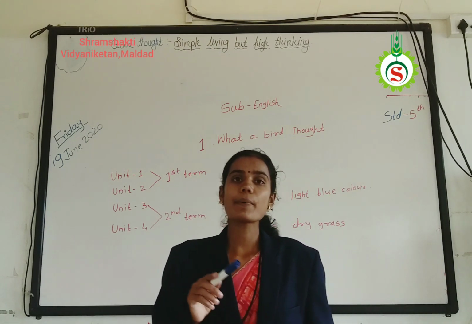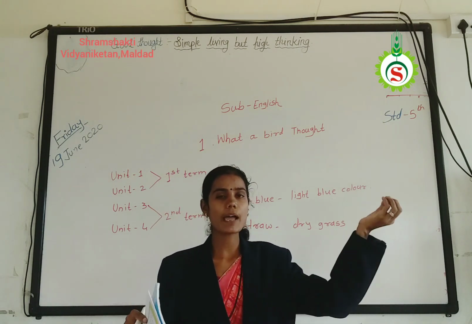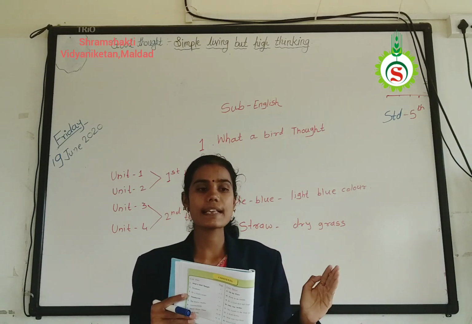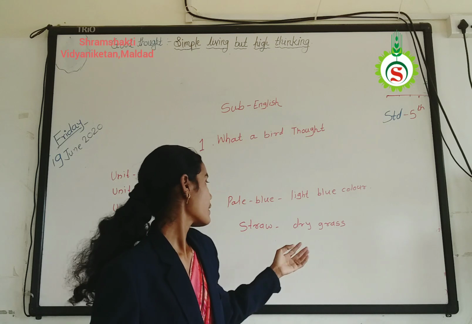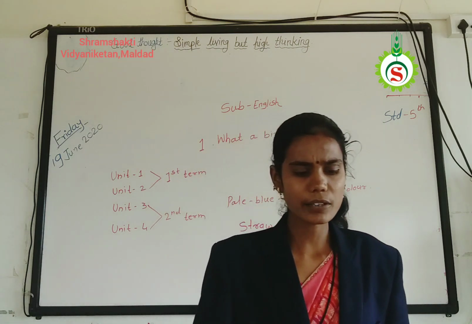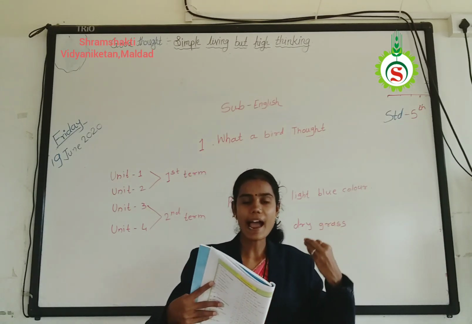Students, you see the bird's nest. This is made of dry grass. Birds collect dry grass one by one and then make a nest. Straw means dry grass. Okay. So the bird thought the world was made of straw. The nest is my house.